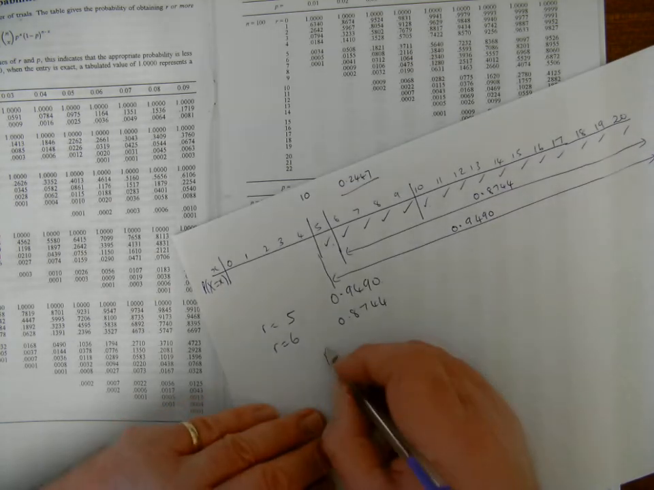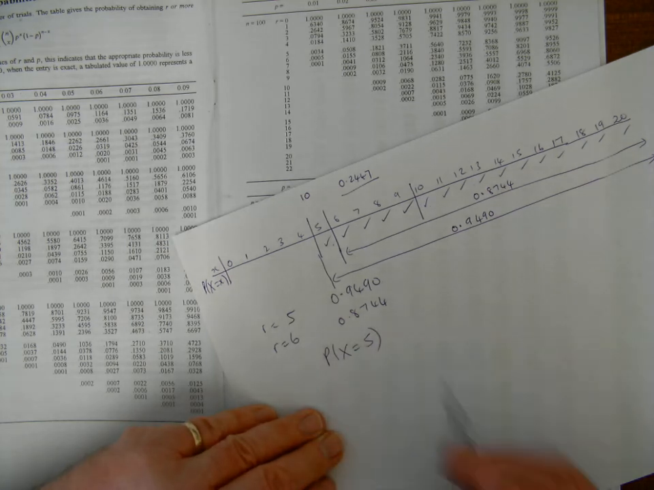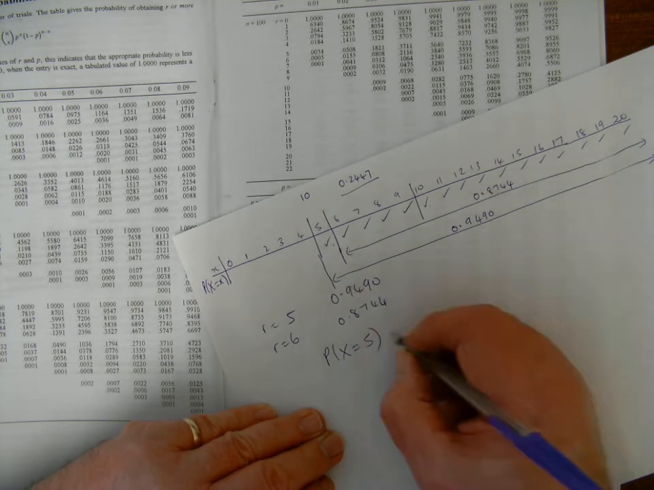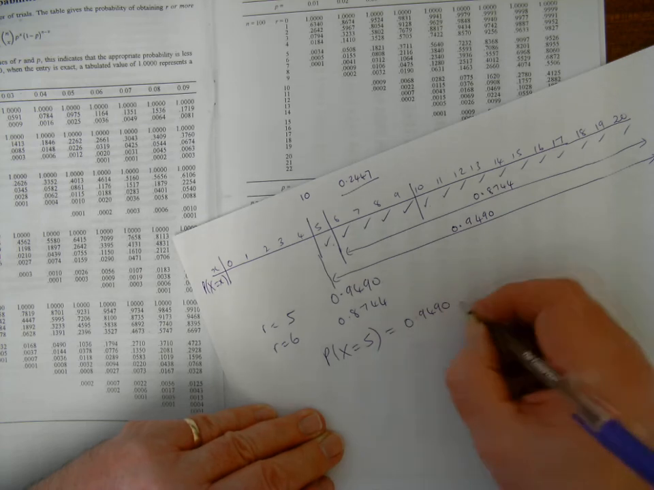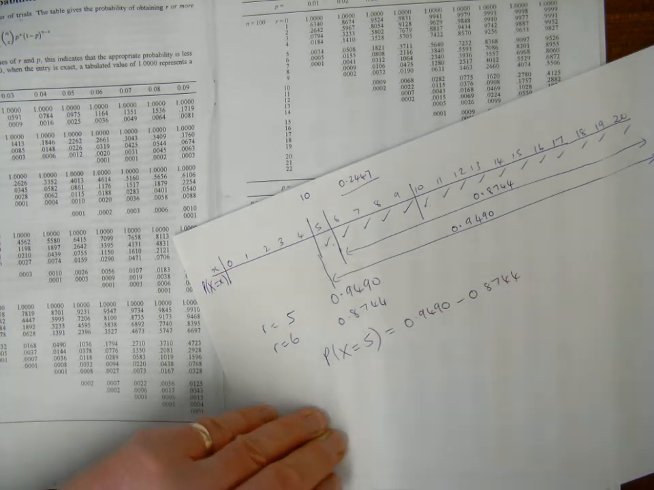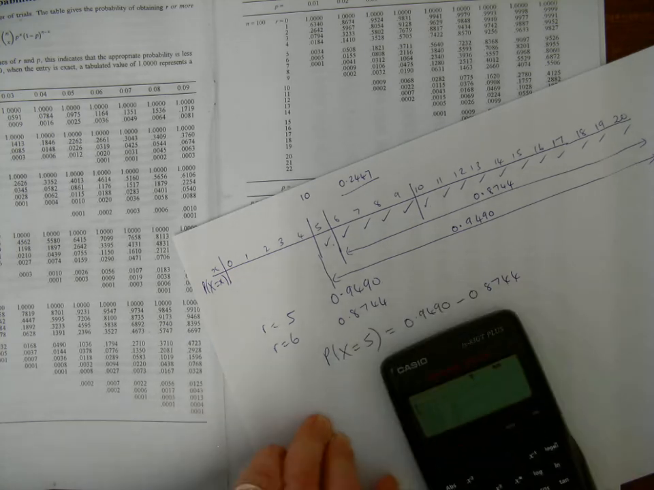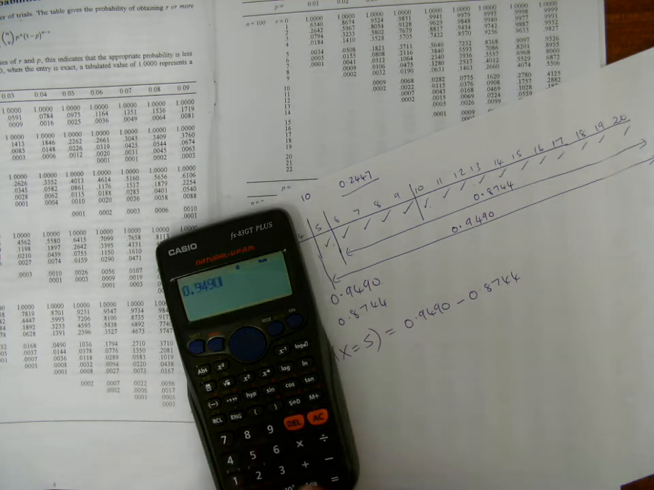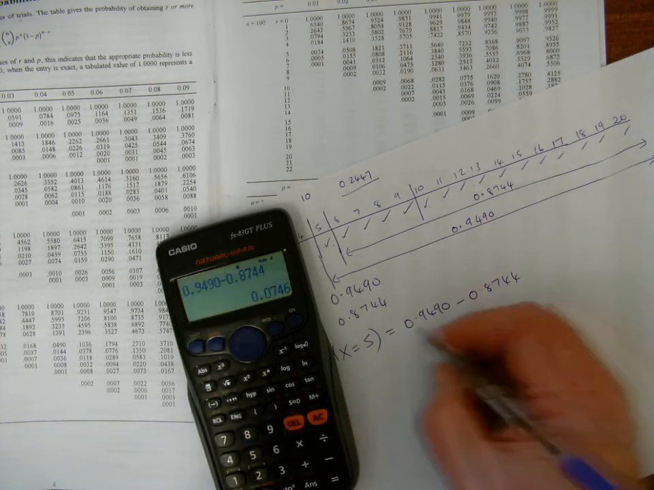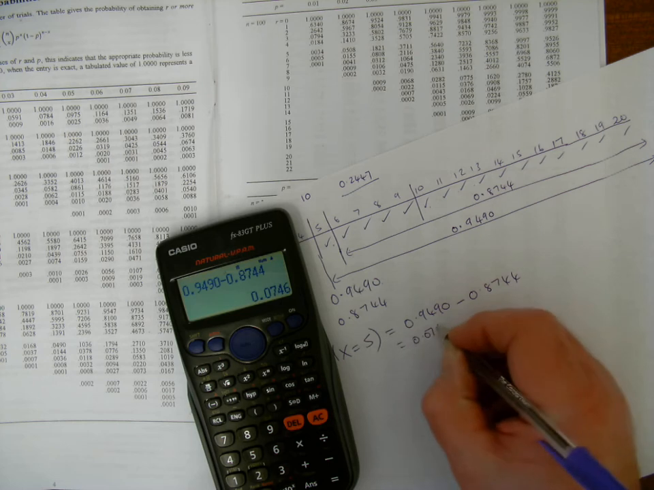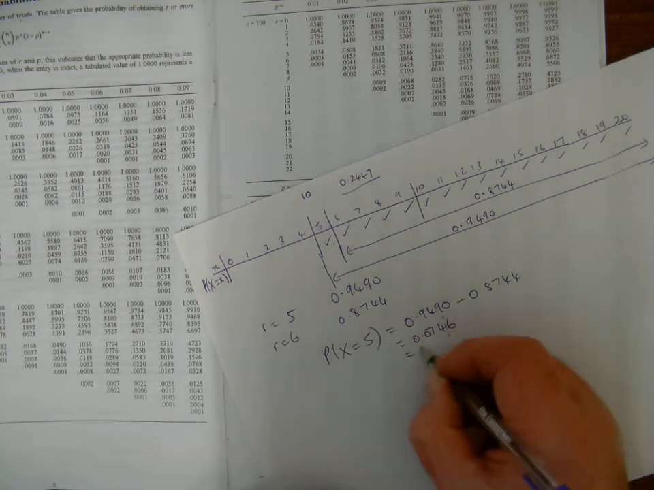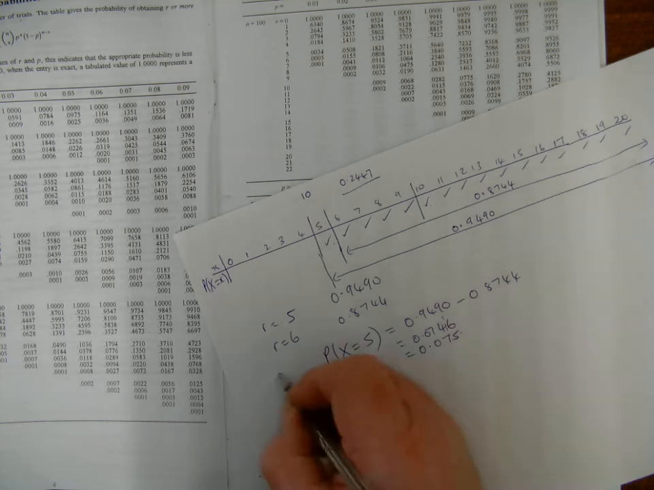And all those values total 0.9490. So if I want the probability that x is equal to 5, then I just subtract those two values. 0.9490 take away 0.8744, and the calculator will give me 0.07746, and the question asks me for 3 decimal places, so that'll be 0.075. So that's part A.